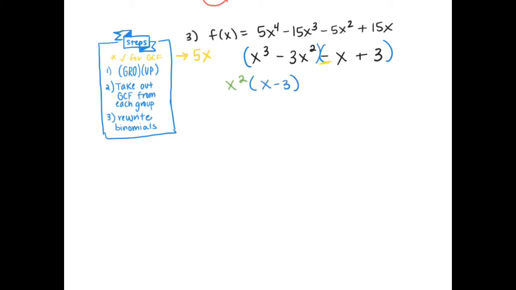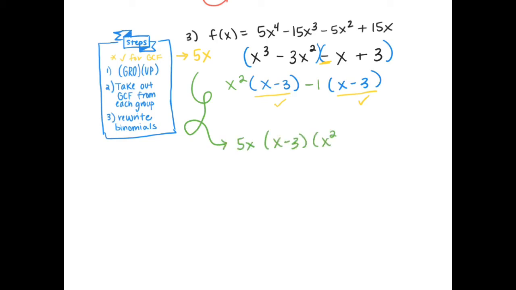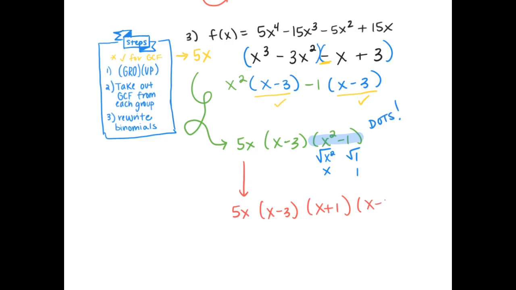The first group has an x squared in common, and the second group has a negative 1 in common, because I can't take anything out. If they don't even lead with a negative, you could always take out a positive 1 as well. So now I have 5x, and then x minus 3, then x squared minus 1. Notice I didn't write it in red, because this time you actually have a difference of squares. So we have to square root x squared, which gives me x, and square root 1, which gives me 1. So now let's drop everything down. I've got 5x, x minus 3, x plus 1, x minus 1.